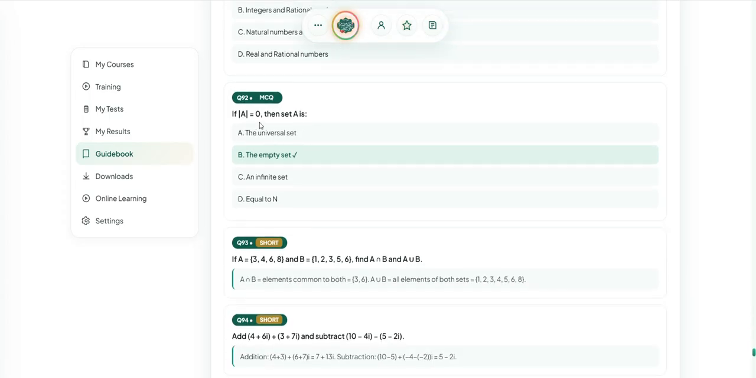If A = {0}, then A is not the empty set.